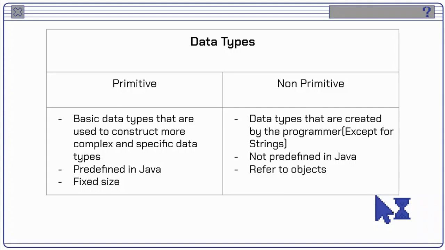Primitive data types are the basic data types that are used to create more complicated and intricate data types. They are predefined in Java and have a fixed size. Non-primitive data types are created by the programmer with the exception of strings. They are not predefined in Java, and they refer to objects.